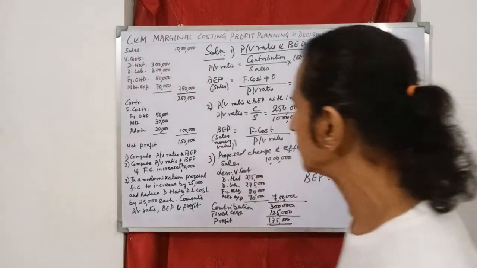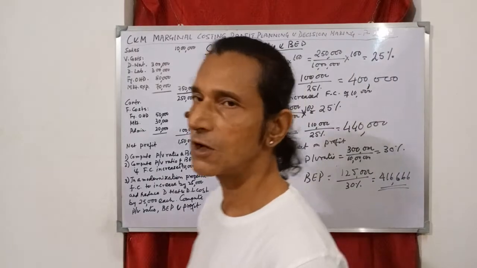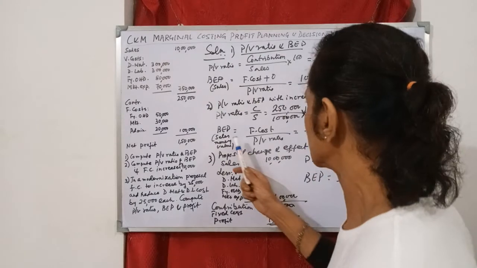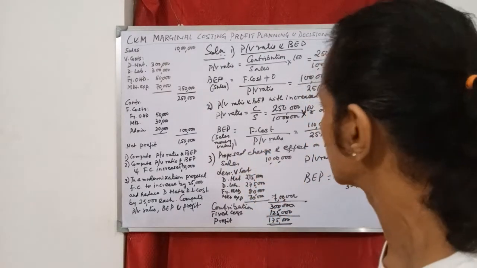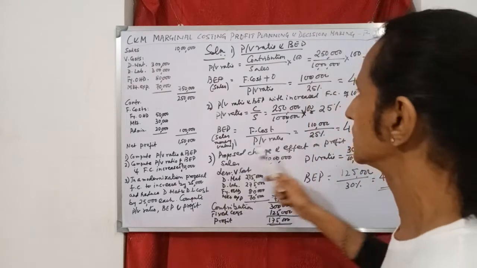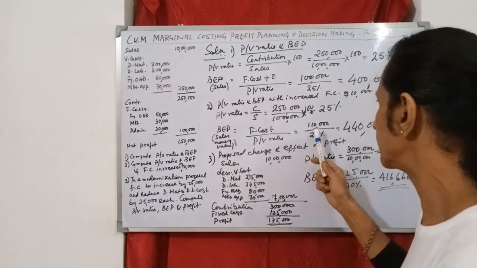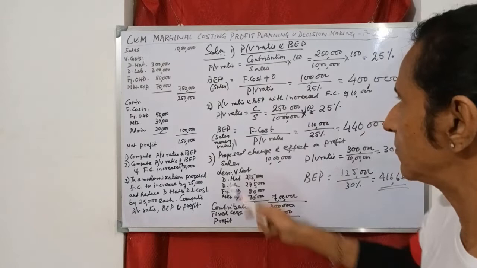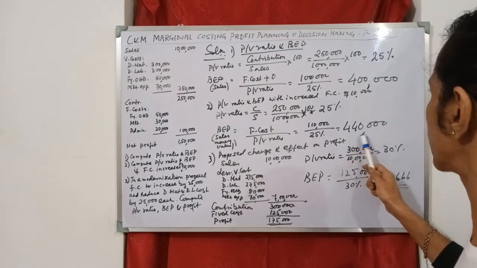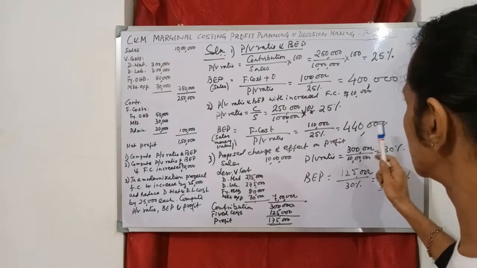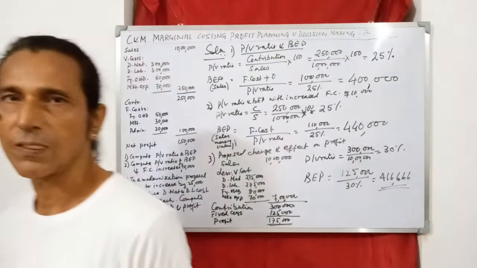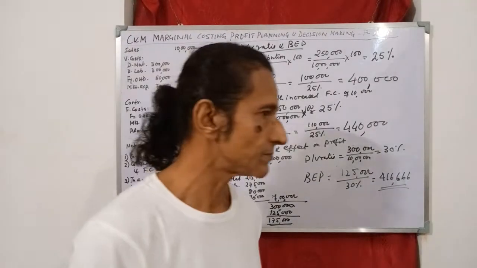But BEP will certainly change because the formula of BEP contains fixed cost. So BEP is fixed cost by PV ratio, and fixed cost is expected to increase by 10,000. So it was 1 lakh, now it will be 1,10,000. So BEP will be 1,10,000 divided by 25%, that is 4,40,000. This is the new break-even point if fixed cost increases by 10,000, other things remaining unchanged.